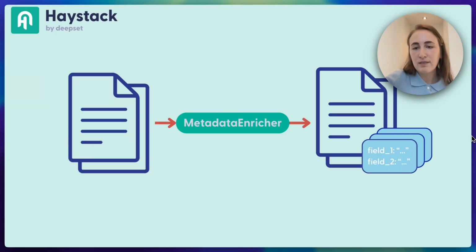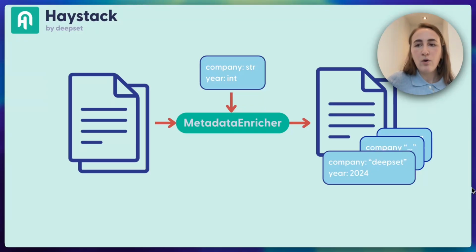The nice thing about this is we're going to be using the structured outputs functionality by OpenAI. So we're actually going to be able to provide our own metadata model, our own structure, and we're going to be able to populate our metadata based off of this. For example, let's assume we want to extract company and year from each of the documents. We provide this type of structure to our metadata enricher, and then that means we can ensure that we are extracting company and year from each of those documents. So without further ado, let's start.